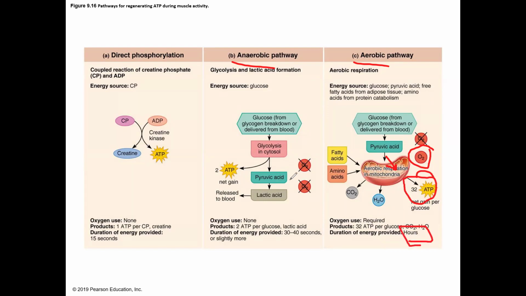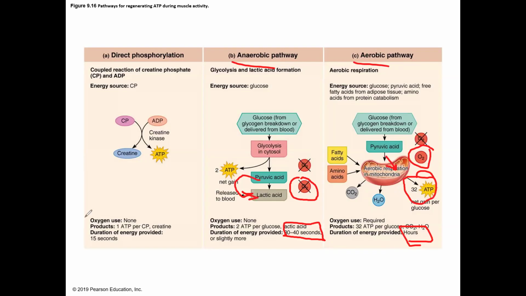The anaerobic pathway, if you don't get adequate amounts of oxygen to the cell, pyruvic acid gets converted into a waste product called lactic acid. This type of making of ATP, you don't make as much, can only sustain a muscle contraction for seconds, anywhere from 30 to 40 seconds.